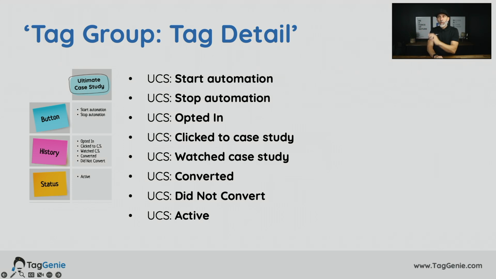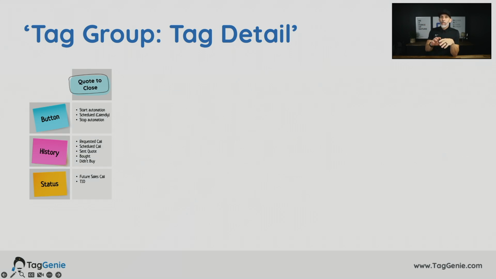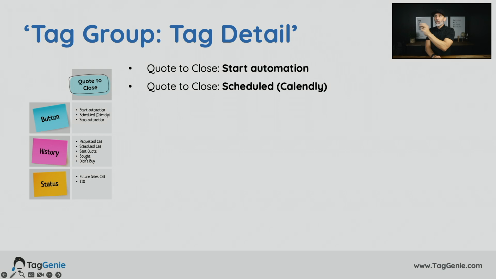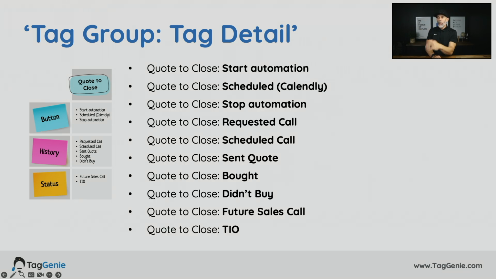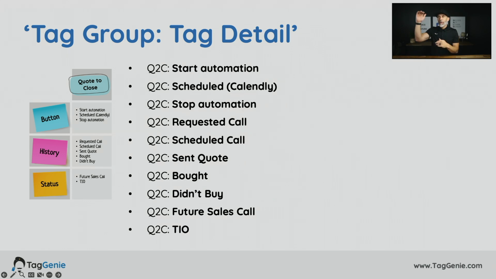All right, let me give you another example, and then we'll show them side by side. You can see how it becomes really helpful to have this tag naming structure for all of your tags. So let's go to the sales process that we talked about in the first example in part 1 of the training. We got quote to close. And so I would name these quote to close start automation, quote to close scheduled, quote to close stop automation on down the line, right? So quote to close is the tag group, the tag detail. And again, this is unnecessarily long. I would do like Q to C, and then I might even start to chop off some of the unnecessary words that are on there just to make it really, really obvious.